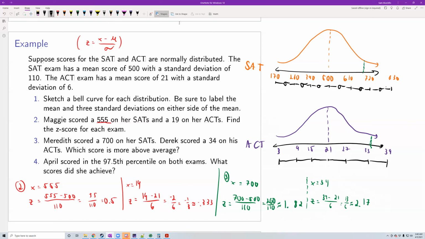Finally, this one asks kind of the opposite question. April, in this case, scored in the 97.5th percentile. What score did April get? Now, recall the empirical rule. 68, 95, 99.7% of the data is within 1, 2, or 3 standard deviations.